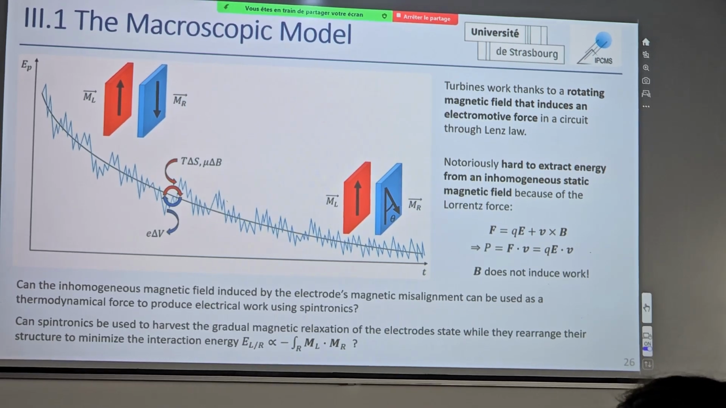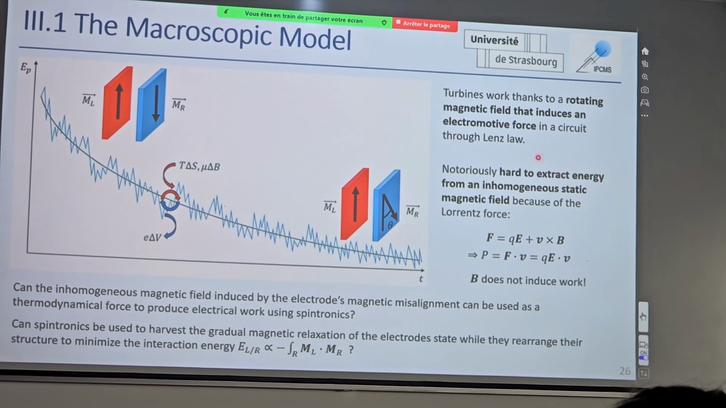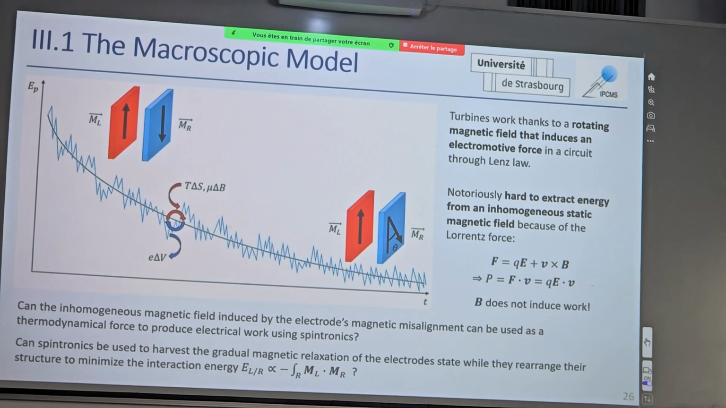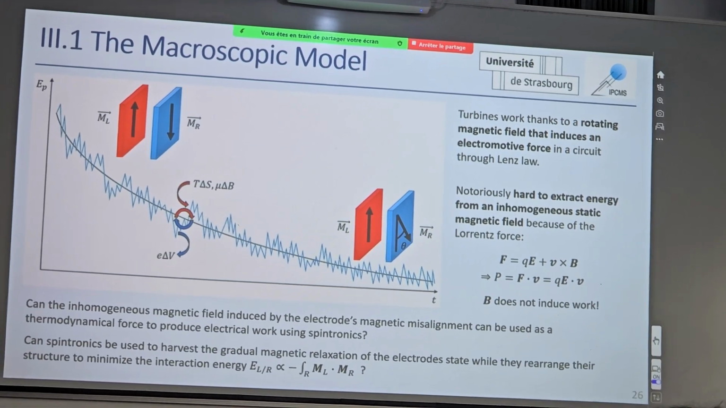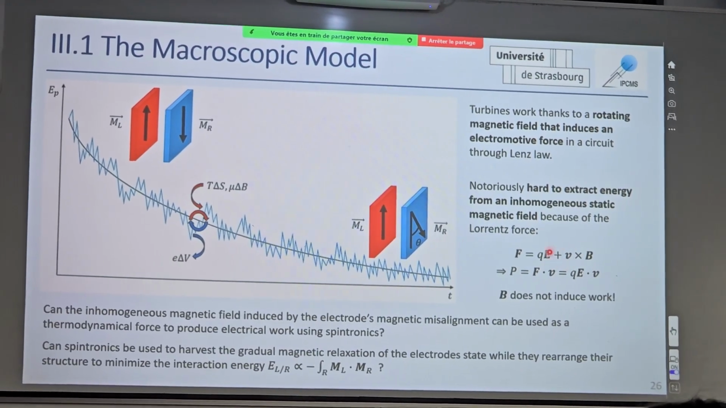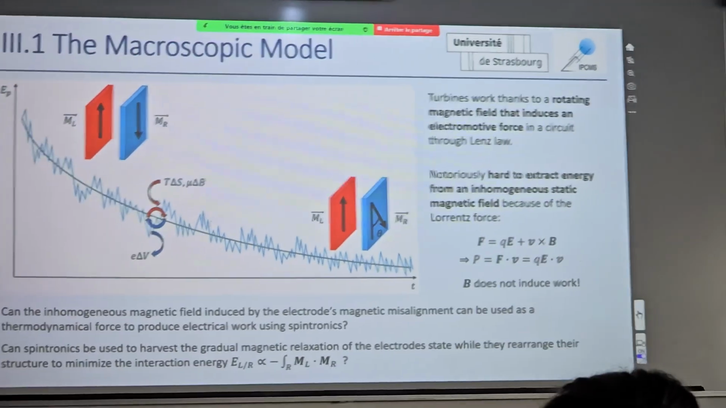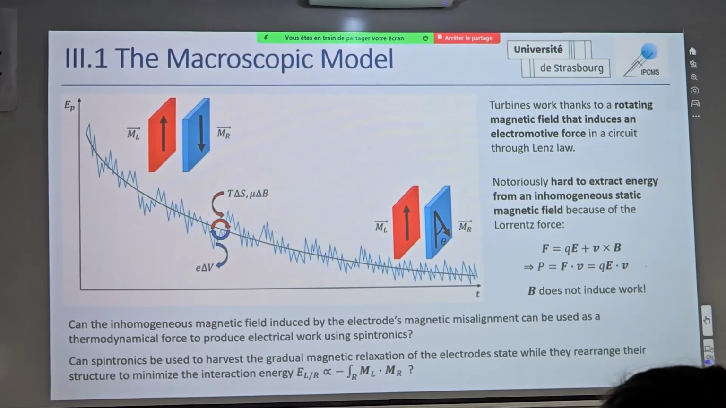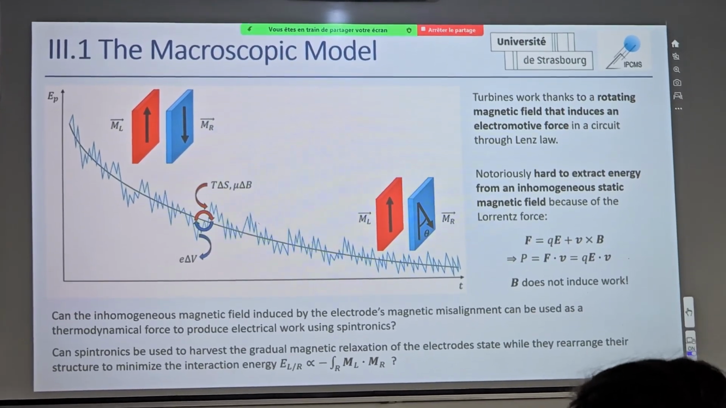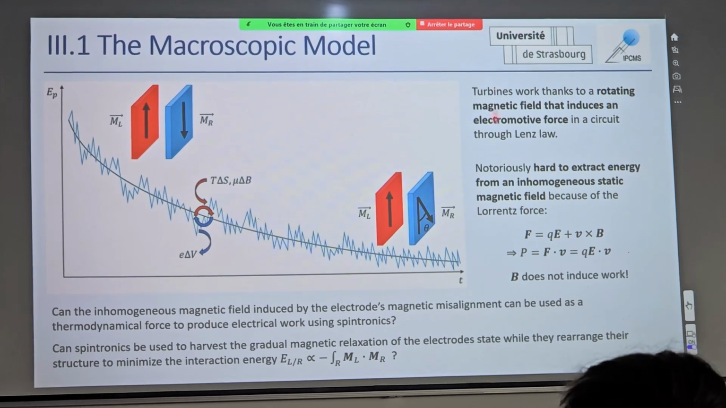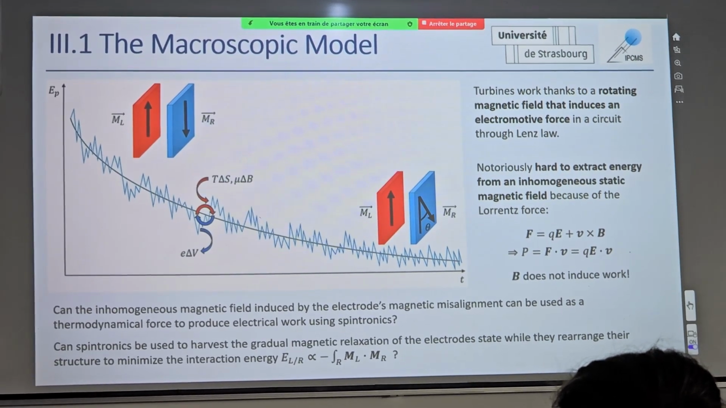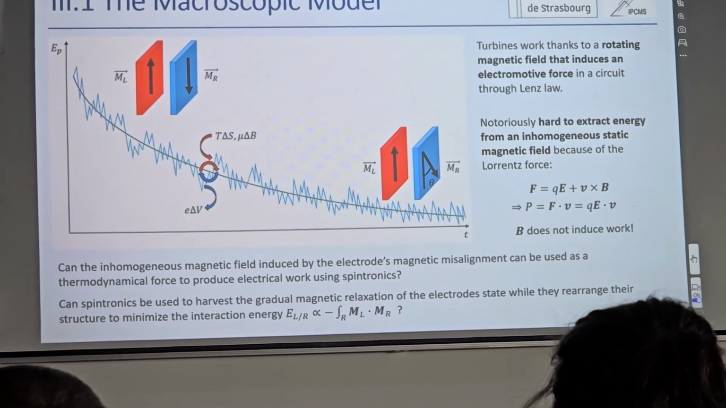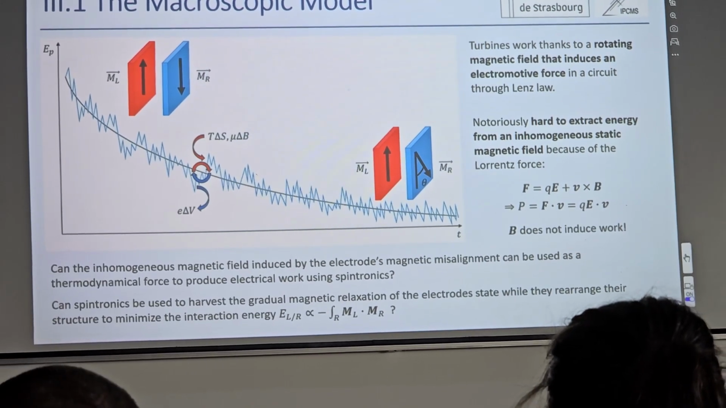And we know that it has been notoriously hard to extract energy from a static magnetic field because of the Lorentz force, and because in this force the magnetic term does not induce work. So usually, to produce energy with a magnetic field, you have to rotate it, and its rotation usually induces an electromotive force through Lenz's law. This is what we use in turbines, for example.